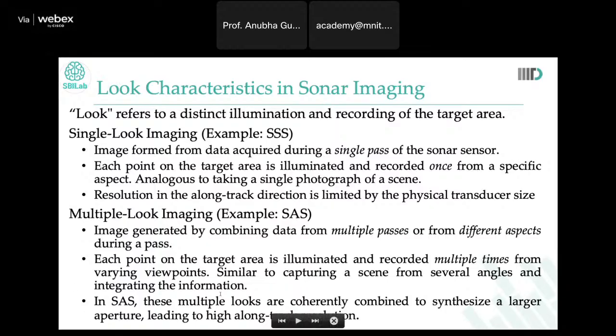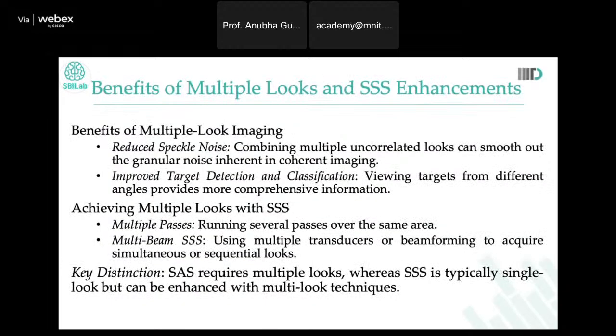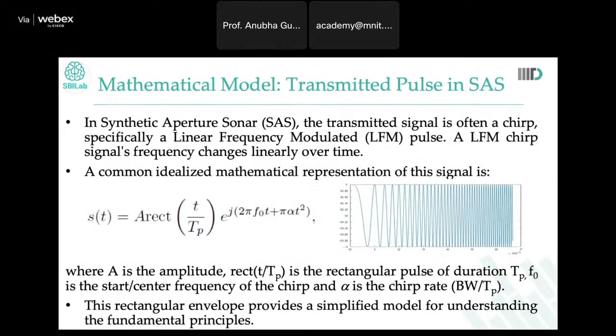In SAS, these multiple looks are coherently combined. It is important that you do a coherent combination to synthesize a larger aperture, leading to high along track resolution. The benefits of multiple look imaging are that it helps reduce speckle noise and improves target detection and classification. It's not that only SAS can have multiple looks; you can also achieve it with SSS, by running several passes over the same area, or with multi-beam SSS, where you put multiple transducers and capture imaging from them. So then it also becomes multi-beam. Key distinction: SAS requires multiple looks, whereas SSS is typically single look but can be enhanced with multi-look techniques.